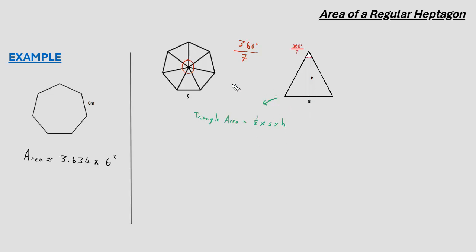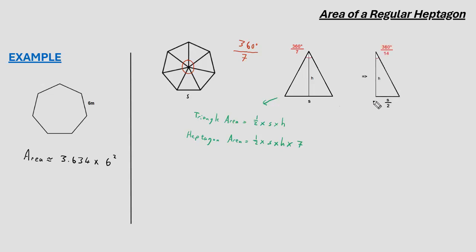Now, as there are 7 of these triangles of equal size making up an entire regular heptagon, the heptagon area is simply what we have here multiplied by 7. So we're looking at a situation where we have the side length s given. So what we want to do is try and find a suitable expression for h, the height of one of these triangles. And we can start off doing that by splitting this triangle in half.